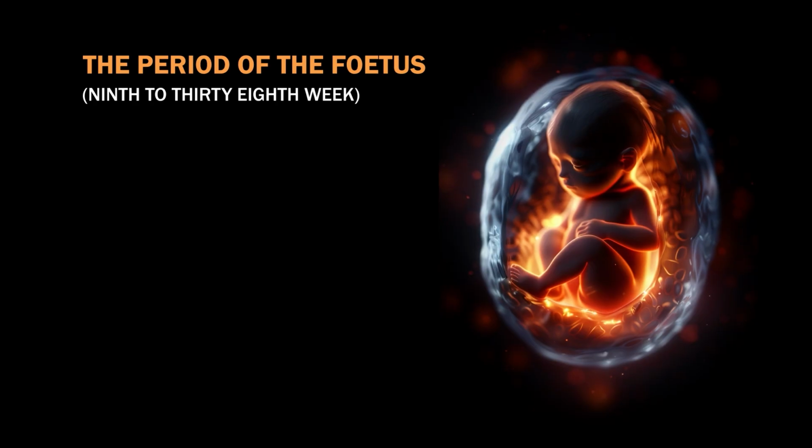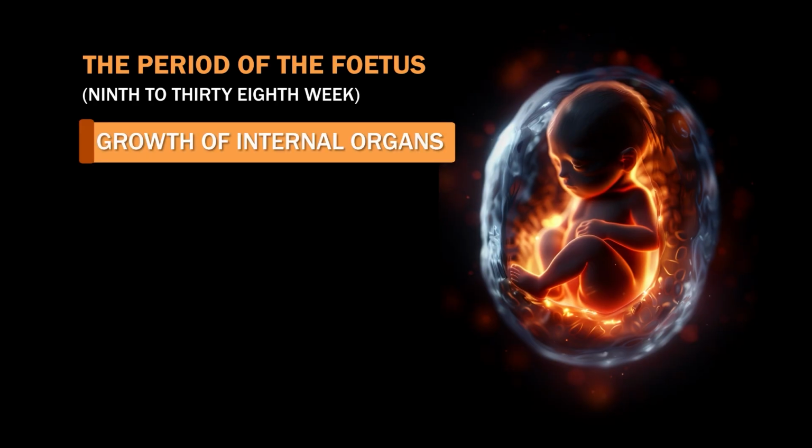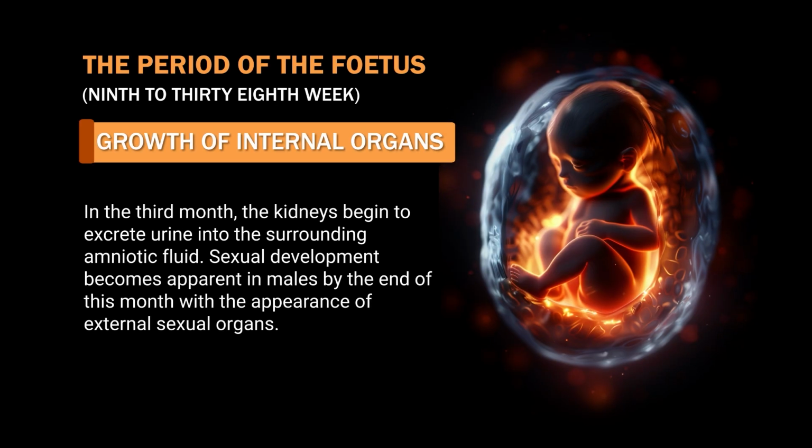Now, similarly, within this time, in the 3rd month, the kidneys begin to excrete urine into the surrounding amniotic fluid. Now, what is this amniotic fluid? This fluid protects the child as it swims within the womb. So the fetus is protected by this amniotic fluid, where the child is developing, and for lack of a better word, we call it swimming.